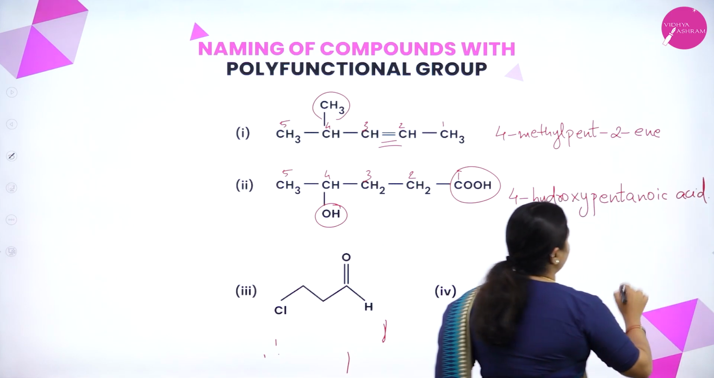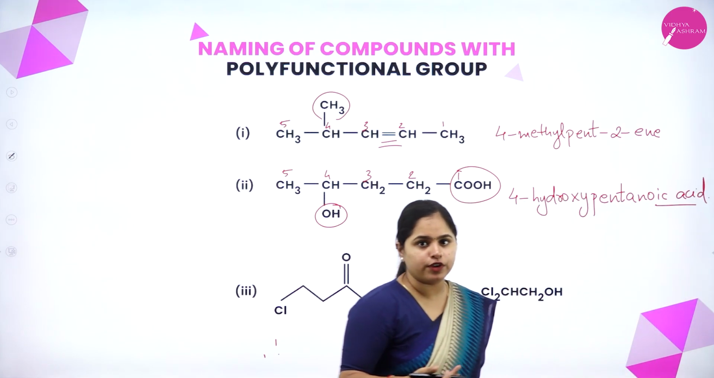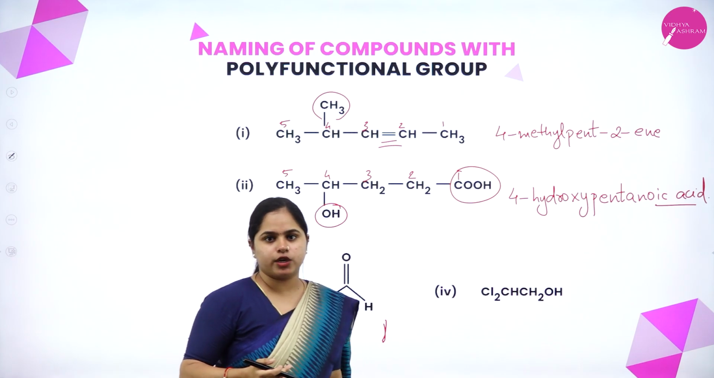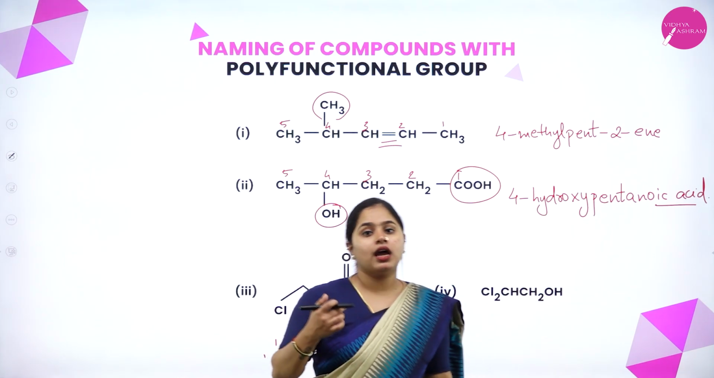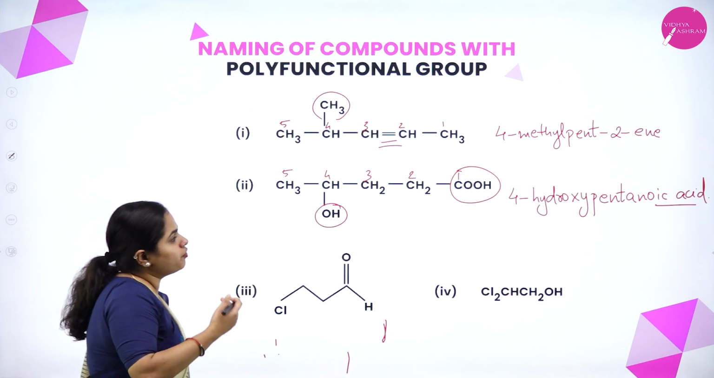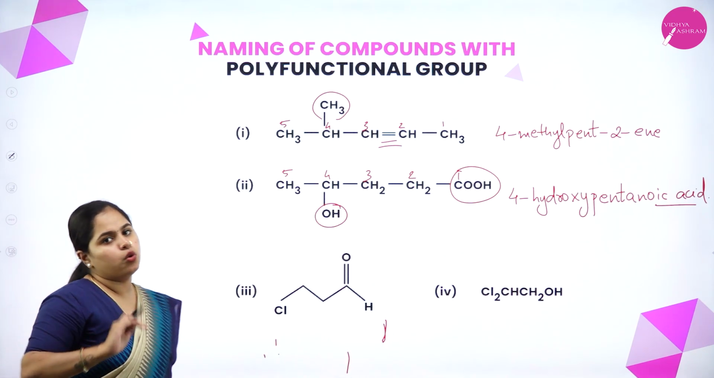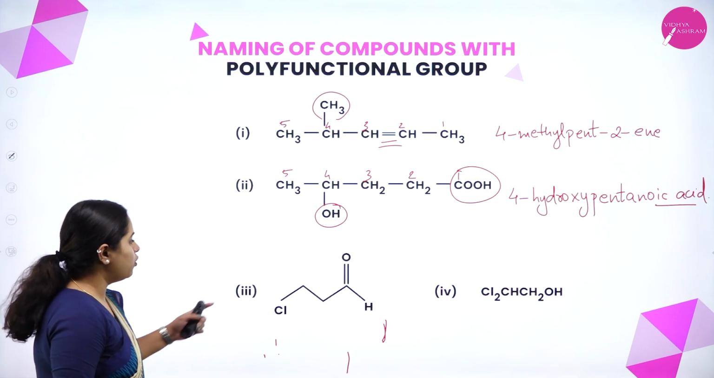Pentanoic acid. Okay, so the "oic acid" is the suffix because there is a carboxylic group there, and the "pent" is the root word and stands for the alkane, right? So it will be 4-hydroxypentanoic acid. Clear? Now moving on to the next one.